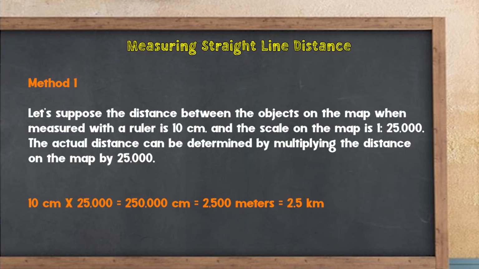Now let's suppose the distance between the objects on the map when measured with a ruler is 10 cm and the scale on the map is 1 to 25,000. The actual distance can be determined by multiplying the distance on the map by 25,000 as shown on screen.